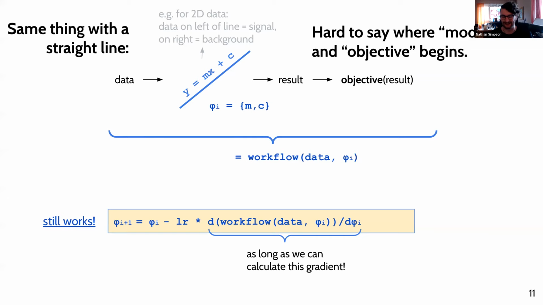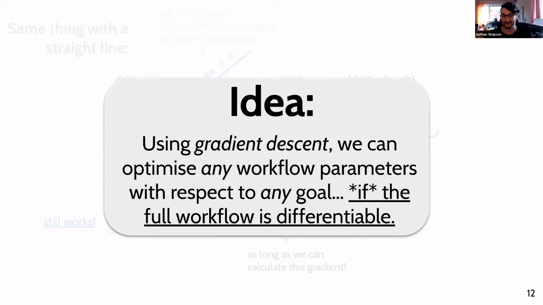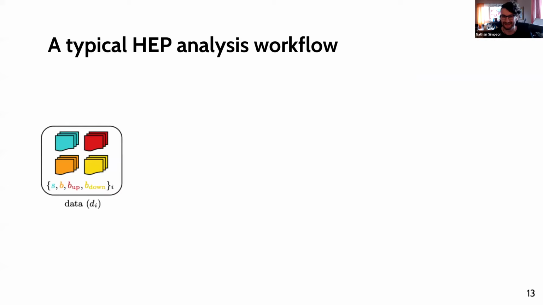And so this is one of the two ideas that I want to present to you today: using gradient descent, we can optimize any workflow parameters. They don't have to be neural network weights. It could be a straight line, for example, with respect to any goal, if the full workflow is differentiable. And I'm going to show you a couple of HEP-like examples of this.